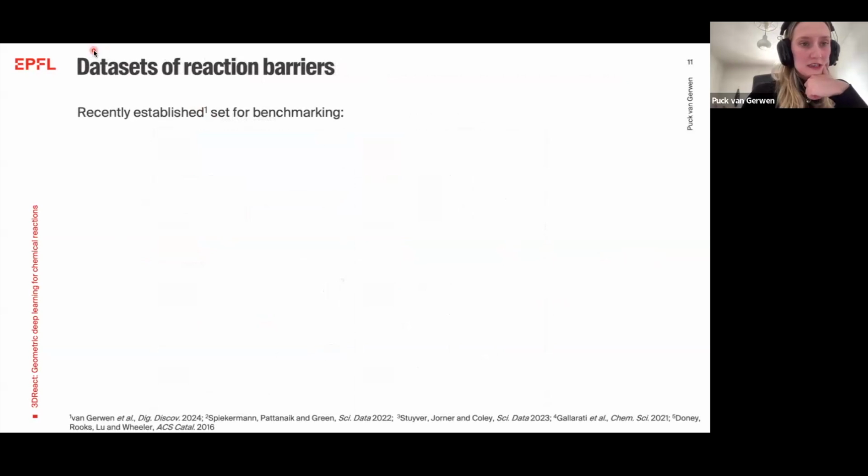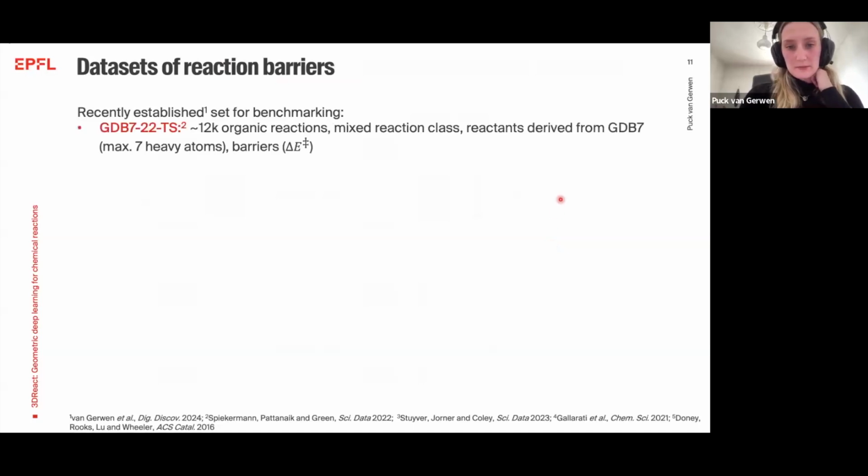So in terms of the data sets, this field is relatively new, so there are not such clear benchmarks, let's say, or such clear data sets that you should be using for benchmarking. This is also something that I've spent some time working on: collecting relevant data sets and thinking about what might constitute good benchmarks. So the most widely used data set is this GDB 722-TS.